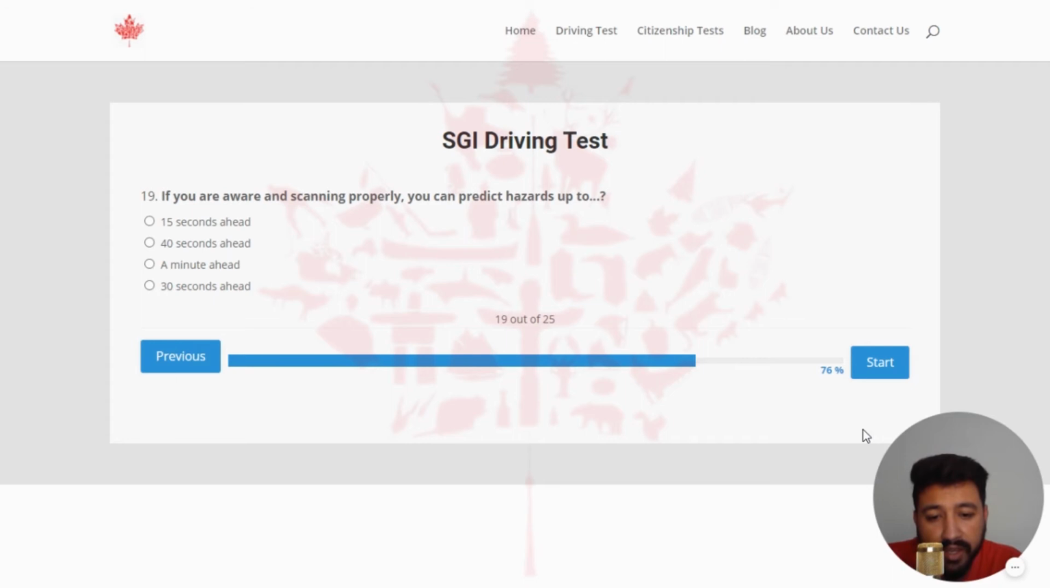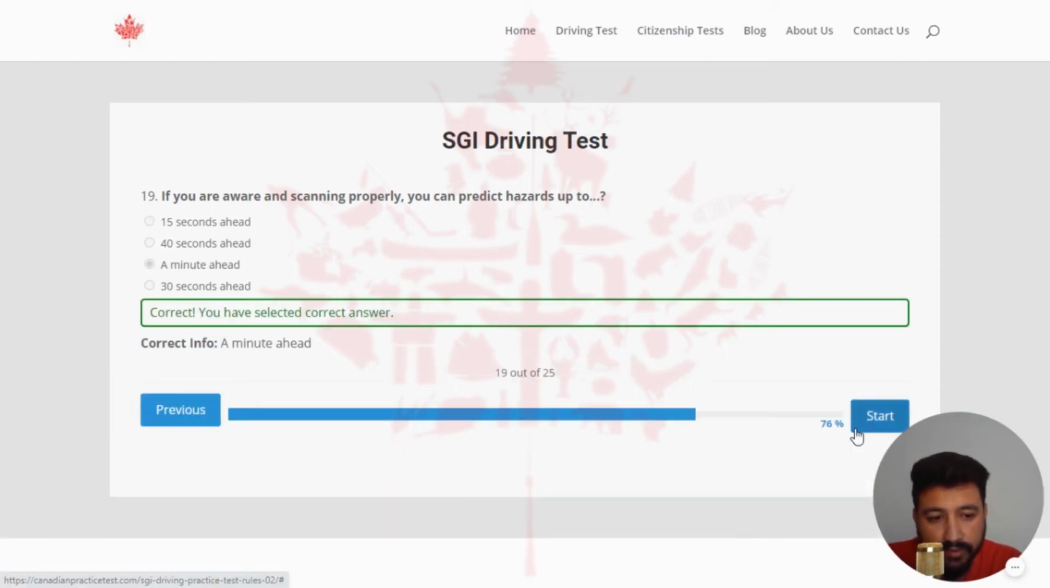Next. If you are aware and scanning properly, you can predict hazards up to. The right answer is a minute ahead. So I'm going to select the third one. This is the correct one.